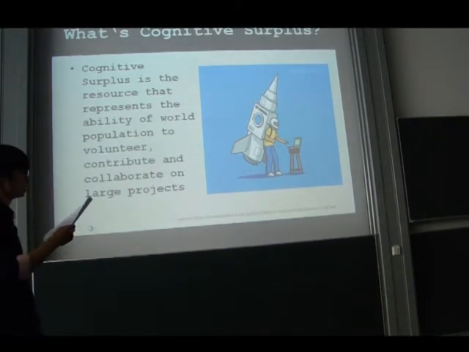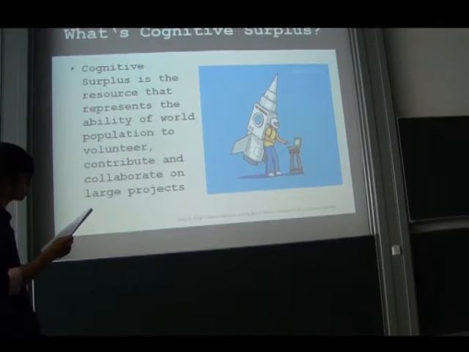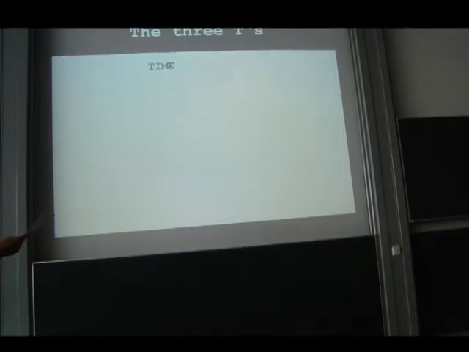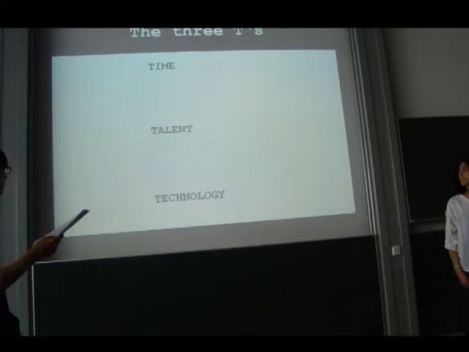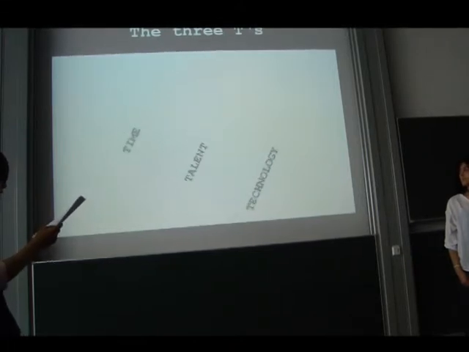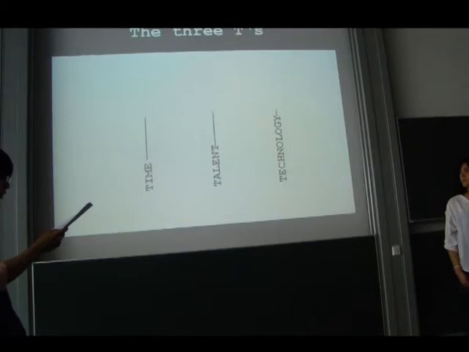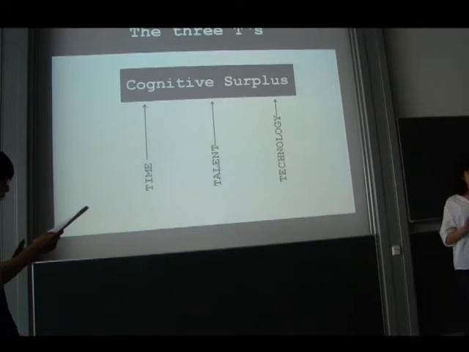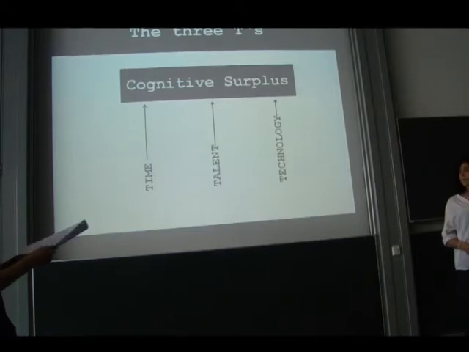As you can see in the slides, it's a kind of resource that helps people in the world to become more cooperative and creative. This resource may be the spare time we before spent on television, internet, and so on. So what basically makes cognitive surplus possible are what we have called the 3 T's: time, talent, and technology. These 3 are the pillars that build up the concept of cognitive surplus, and we are going to analyze in detail how we use them during the next slides.